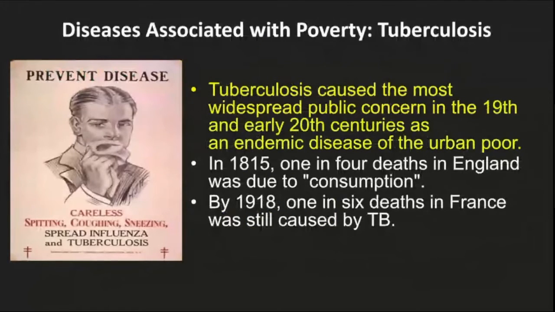It caused the most widespread public concern in the 19th and early 20th centuries as an endemic disease of the urban poor, including in the United States of America. In 1815, like 1 in 4 deaths in England was due to what they called consumption. And by 1918, 1 in 6 deaths in France was caused by TB, or tuberculosis.